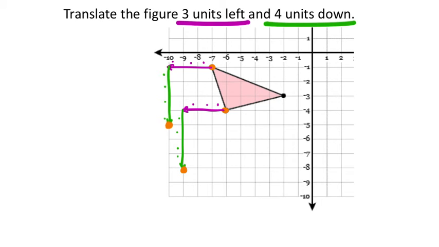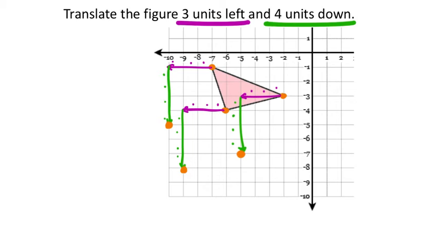Then I will do the same thing with this point on the far right. I'm going to go 3 units to the left. 1, 2, 3. And then 4 units down. 1, 2, 3, 4. And that gives me my end point right there.